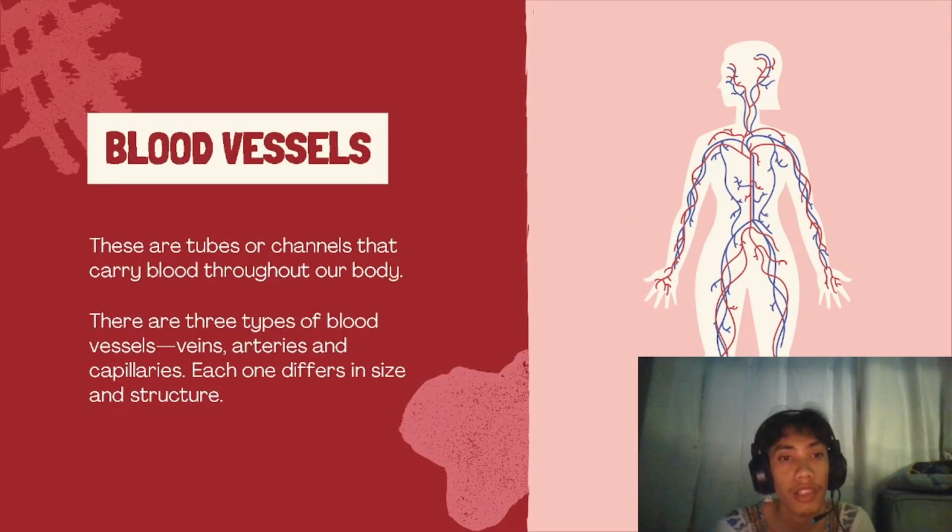The third is the blood vessels. These are tubes or channels that carry blood throughout our body. So there are three types of blood vessels: veins, arteries, and capillaries. Each one has a different size and structure.